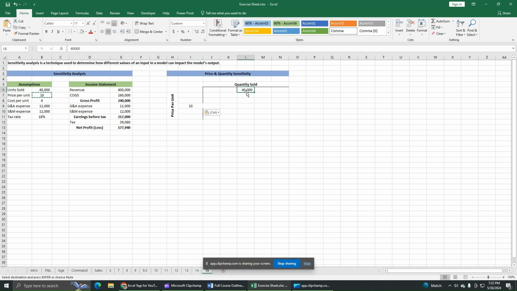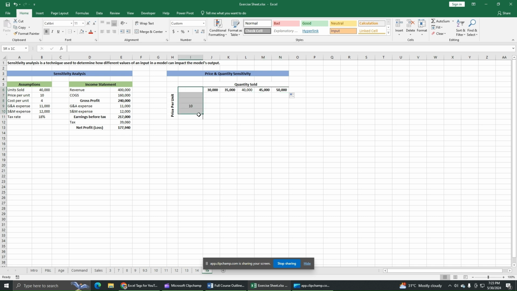Now I will give some values less than 40,000, maybe 40,000 minus 5,000, so 35,000. And if I drag across this, it will be 30,000. And here 40,000 plus 5,000, and I'm dragging this till this. So here we can see from 30,000 to 50,000 quantity sold is given.